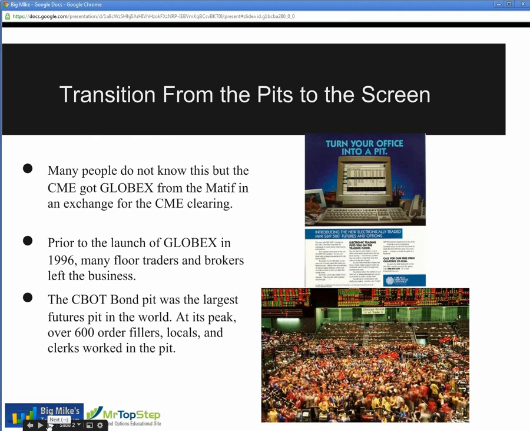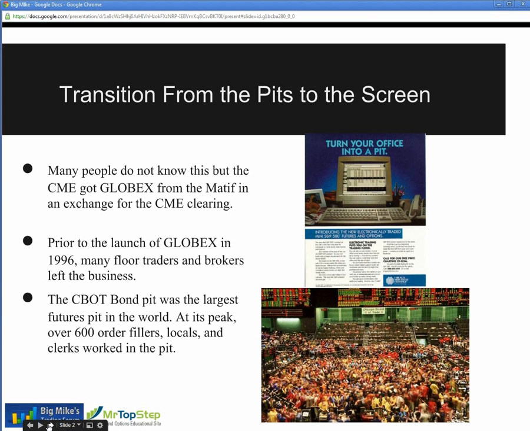Okay, what we're going to first do is work in a little bit of this transition from the pit to the screen. Now, the problem here is that if you're a younger trader, you may not have known this. If you're a trader that's been around for 20 years, you would know a little bit about this. But there's a lot of talk about how the exchange is transitioning.